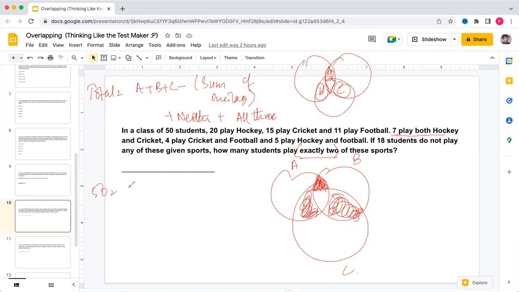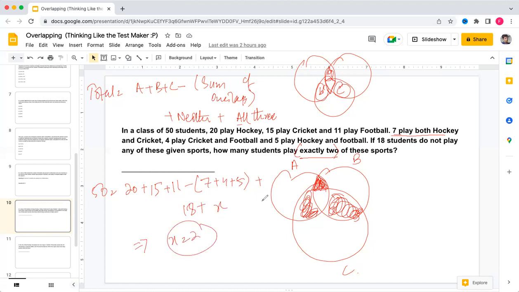A, if I consider A as hockey, this is 20. B as cricket, that is 15, and football is 11. So the overlaps are 7 plus 4 plus 5, and neither is 18. So I'm asking for all three. Let's call this x. So if you proceed, you will get x is equal to 2.